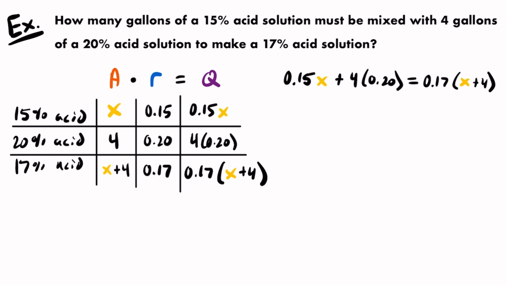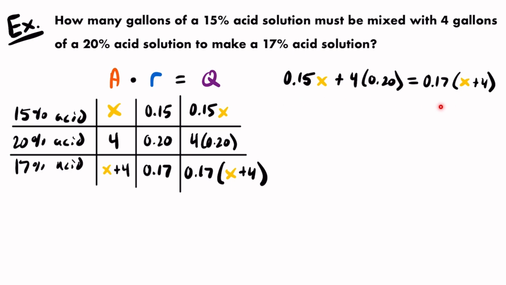All right, and now we have an equation with one unknown variable, that being x, and so we can solve for it by simplifying this equation and isolating that variable, or getting it by itself. All right, and once we do that, we will have solved this problem because remember what x represents. We let x be the amount of the 15% acid that must be mixed with the 20% acid to make the 17% acid solution, right? That's what we want to find here. And so once we solve for x, we are done. So let's do that here.